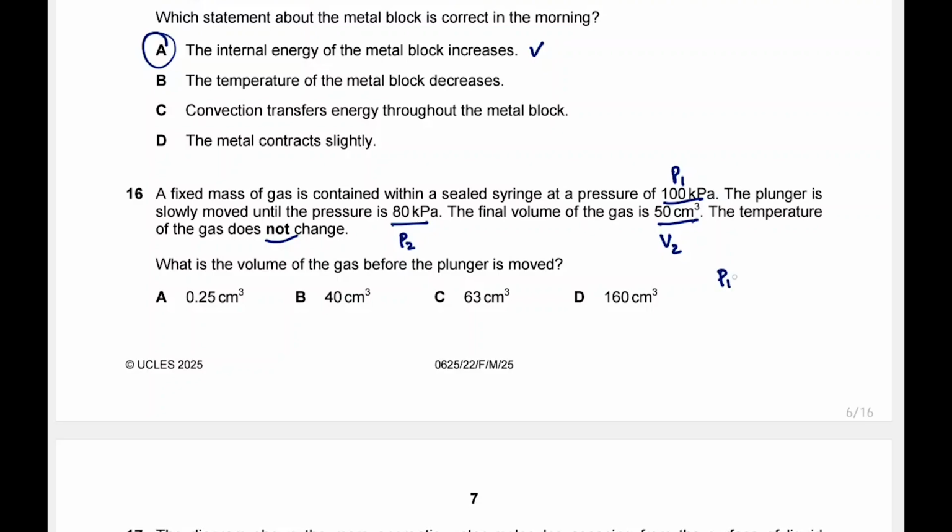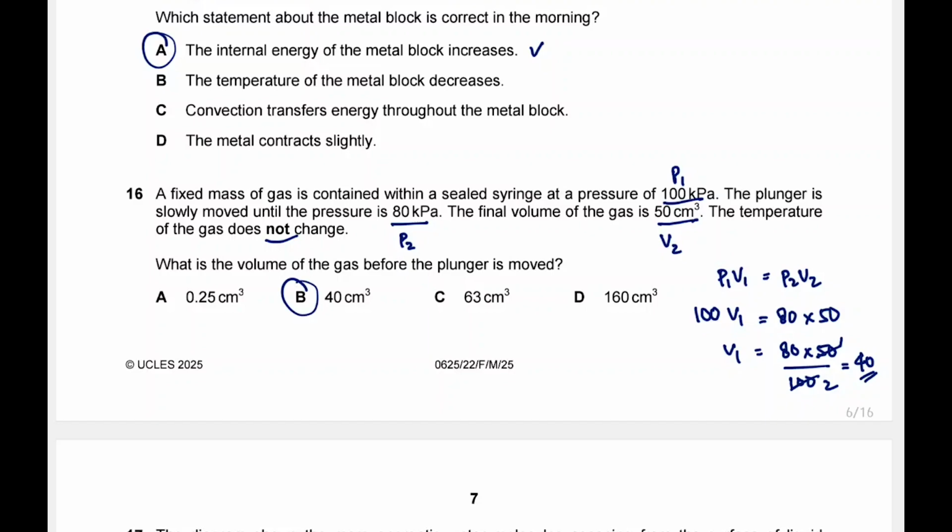Okay, P1 V1 equals P2 V2. So P1 is 100 times V1 equals P2, which is 80, times V2, which is 50. So V1 is 80 times 50 by 100. So 40. B.